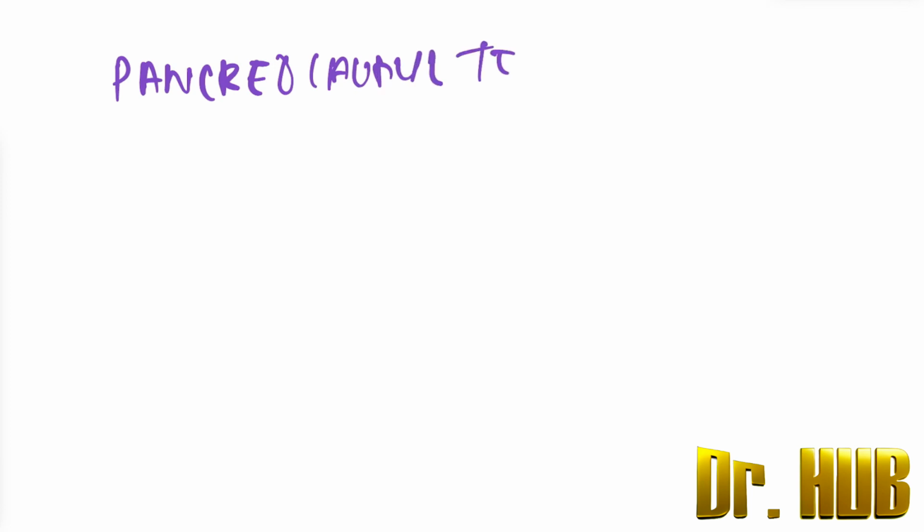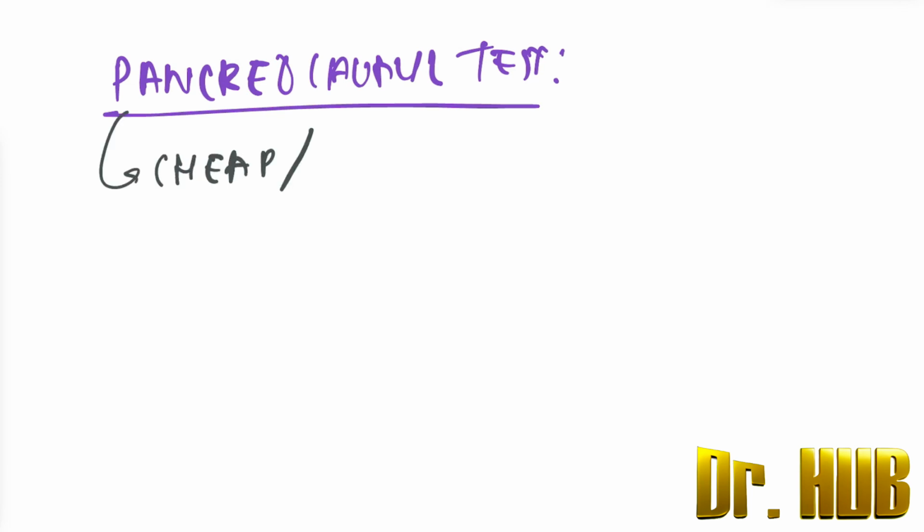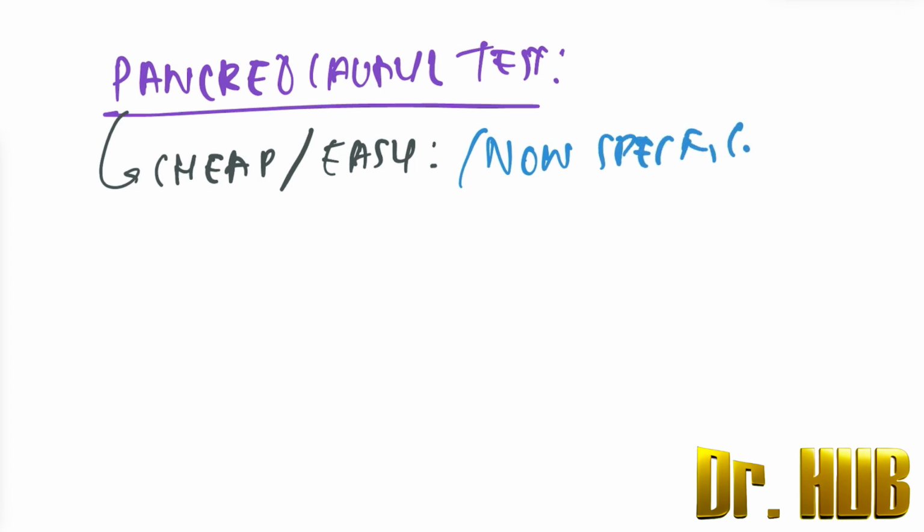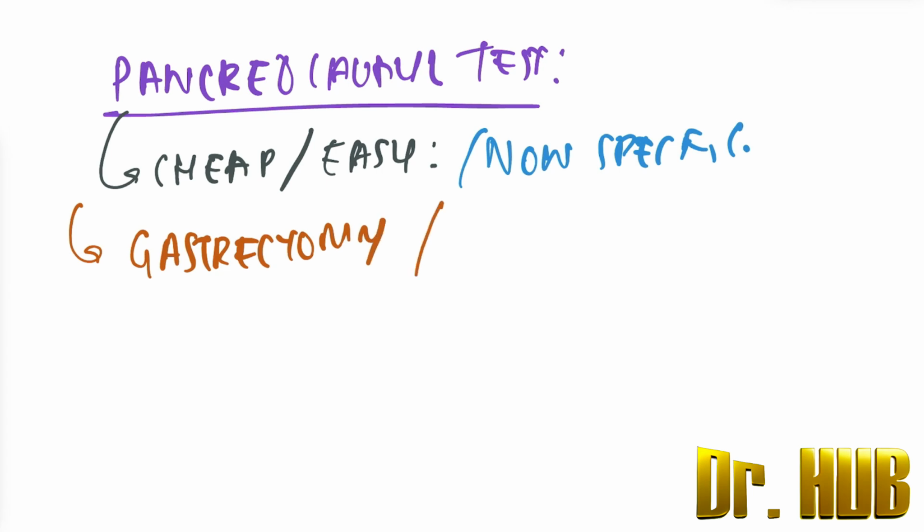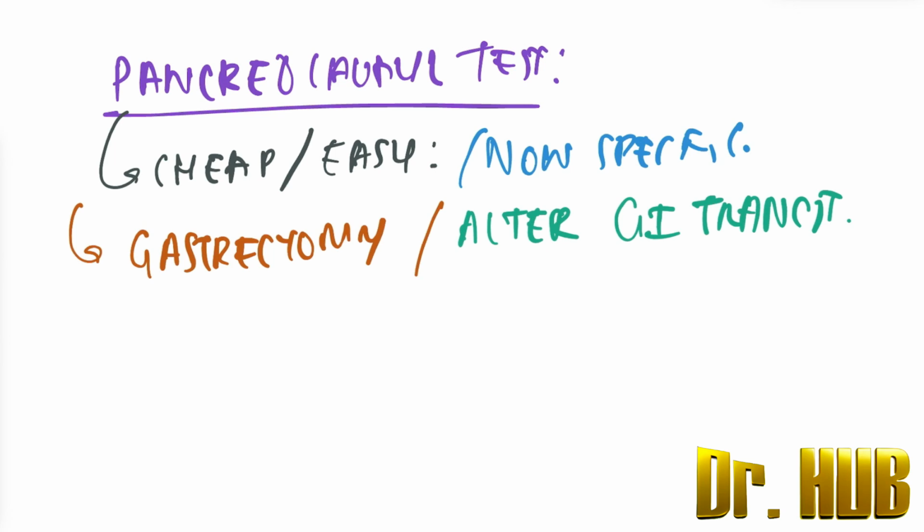Then we move on to the pancreolauryl test. These tests work on a simple principle: they are very cheap and easy to perform, but they are non-specific, especially following a gastrectomy, and in conditions that may alter the gastrointestinal transit and the intestinal absorption capacity.